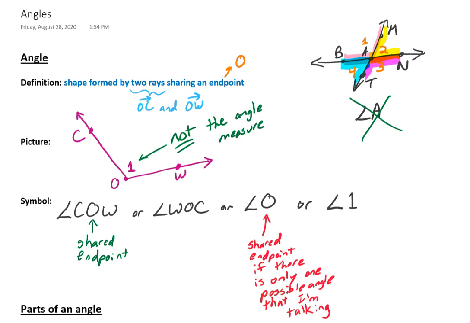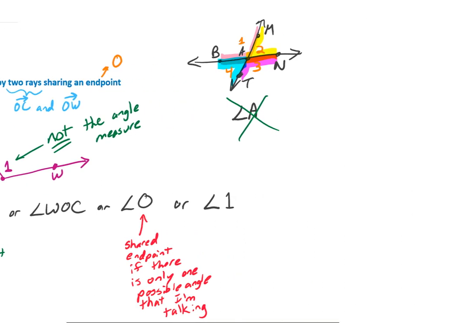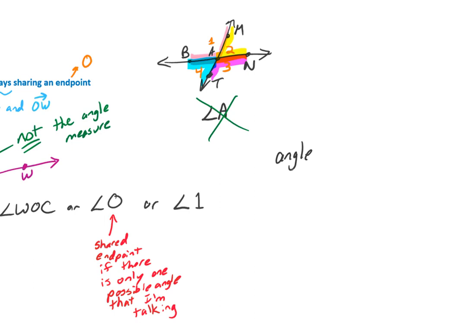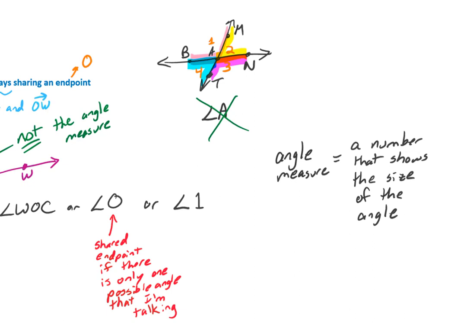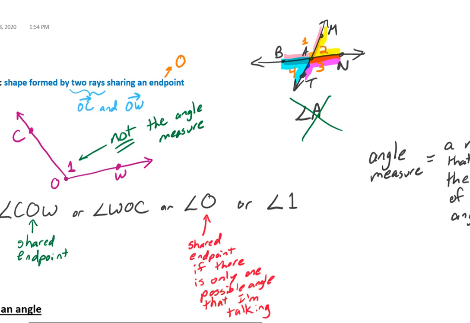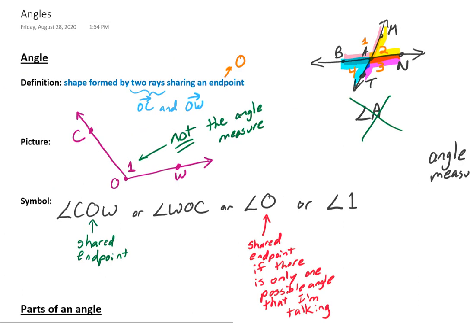Since I mentioned angle measures, so angle measure is a number that shows the size of the angle. It's like when we talk about the length of a segment. So the angle is a shape. So that's key here. The angle is a shape.